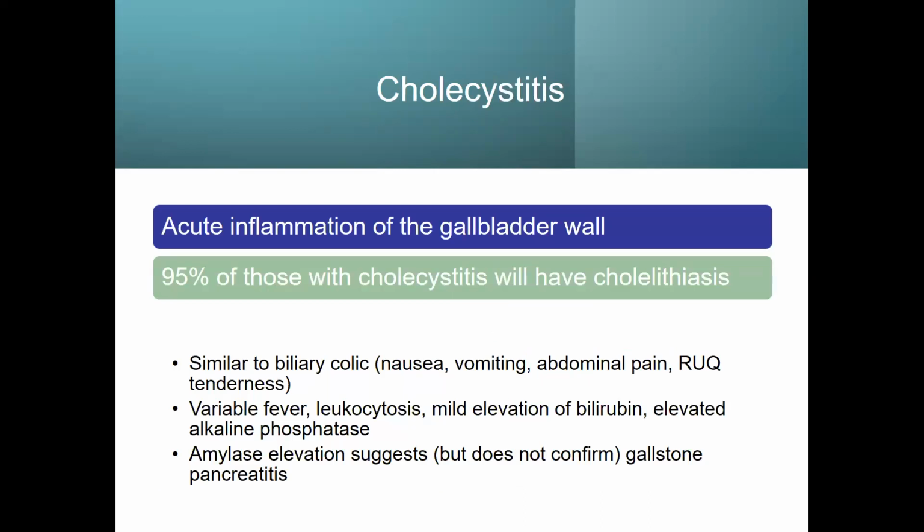We're just seeing stones. When we get cholecystitis, this is the inflammation of the gallbladder wall, most of the time associated with stones, but it doesn't always have to be, right? So a lot of these great questions, they'll ask you, is cholecystitis always associated with cholelithiasis, right? The always, the all, the nevers.